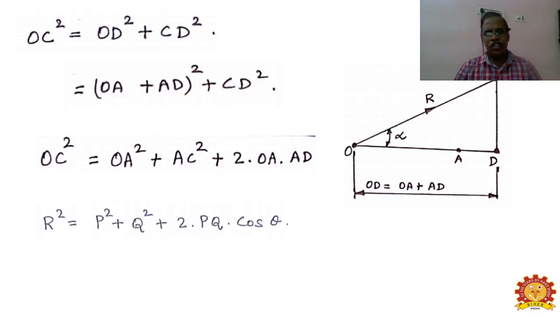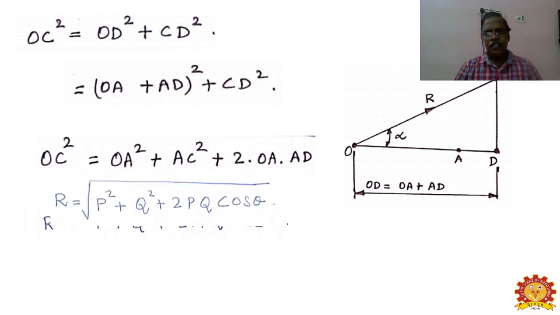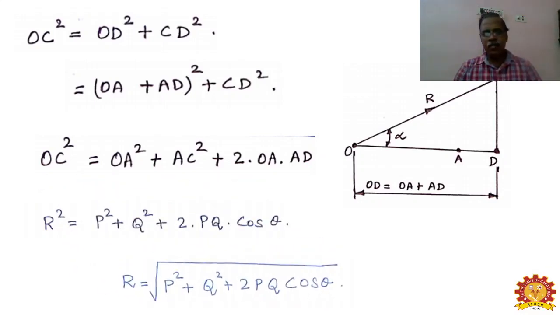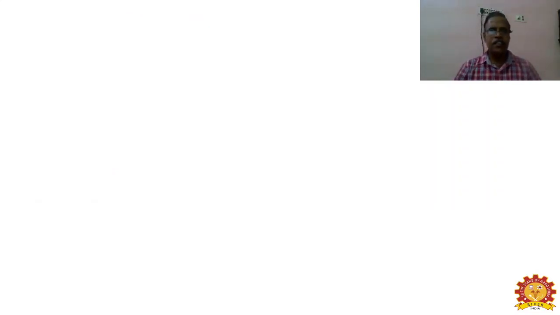After doing this, finally you will get the solution as R squared is equal to OC squared, OA squared is equal to P squared, and similarly everything will come like that: P squared plus Q squared plus 2PQ cos theta. Understand? So R is taken, the square root is moved to the right hand side, and the equation is given as R equals root of P squared plus Q squared plus 2PQ cos theta. Hope you understood. Up to this is enough for finding the parallelogram law of forces.